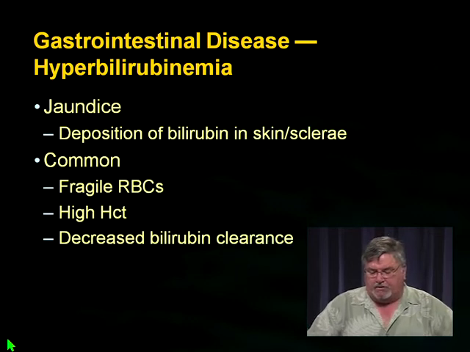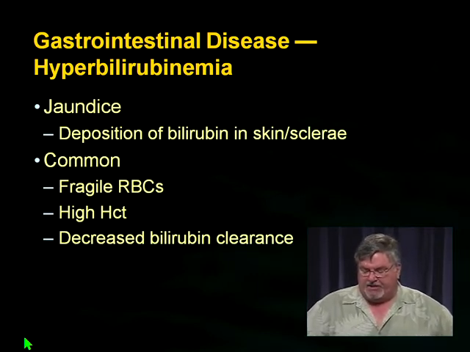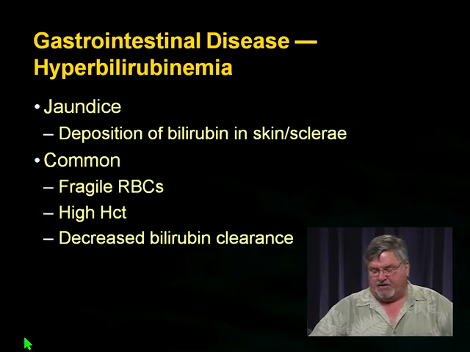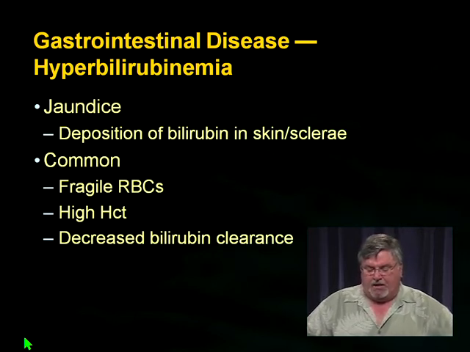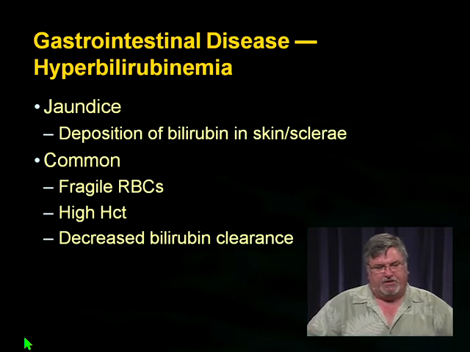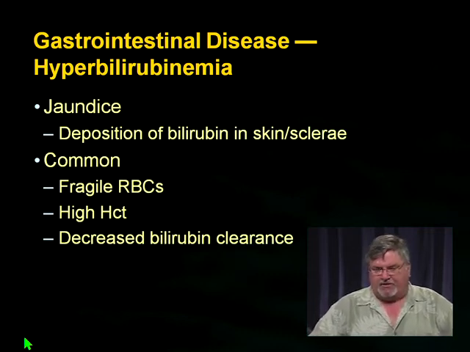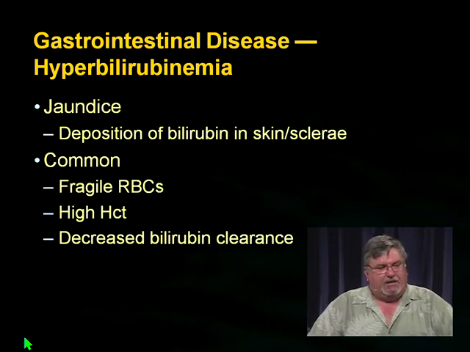And now we're going to finish this with a discussion of hyperbilirubinemia. So jaundice. Jaundice is the deposition of bilirubin in your skin or in the sclera of your eyes. It's very common in newborns. Why? For lots of different reasons, but newborn red blood cell walls are much more fragile than yours or mine, so they have fragile red blood cells. They tend to be born with high crits, so their hemoglobin low.